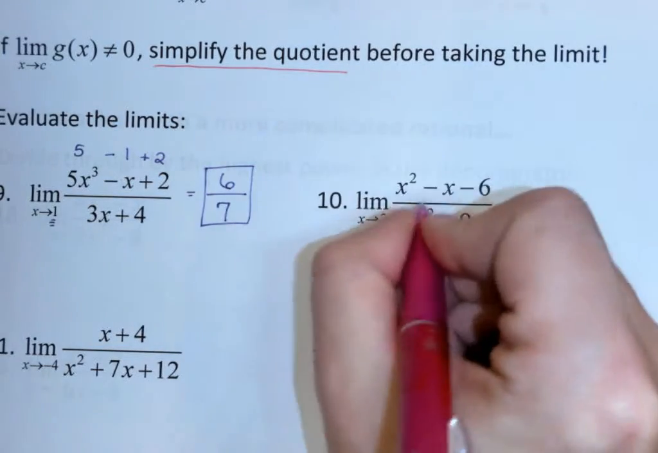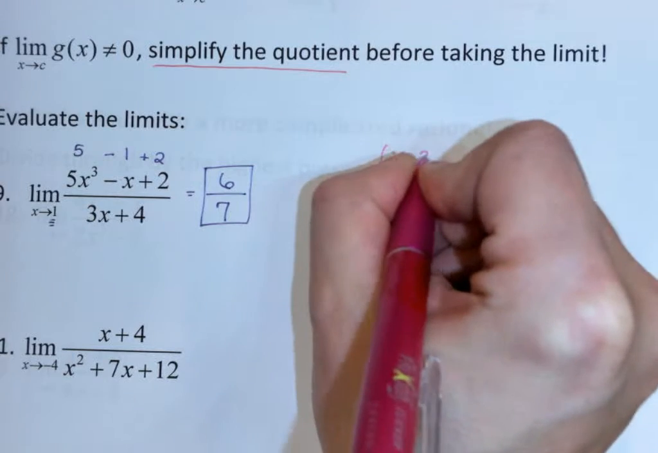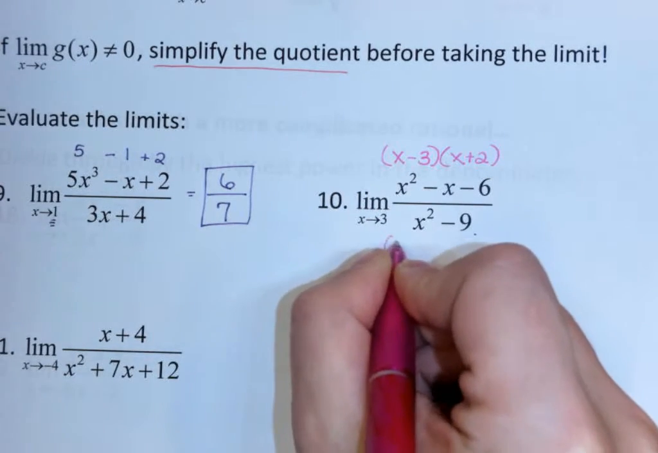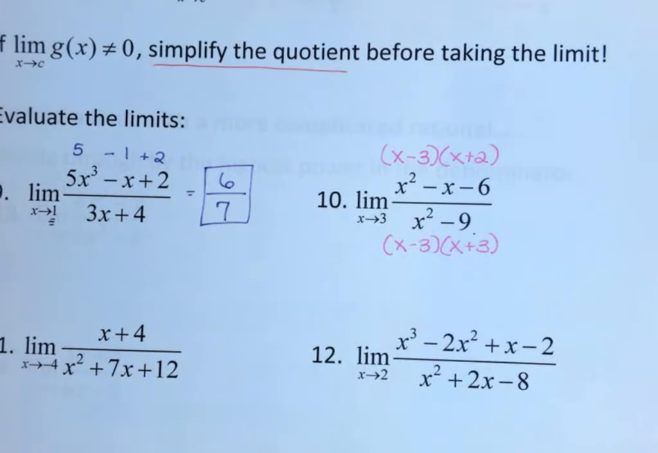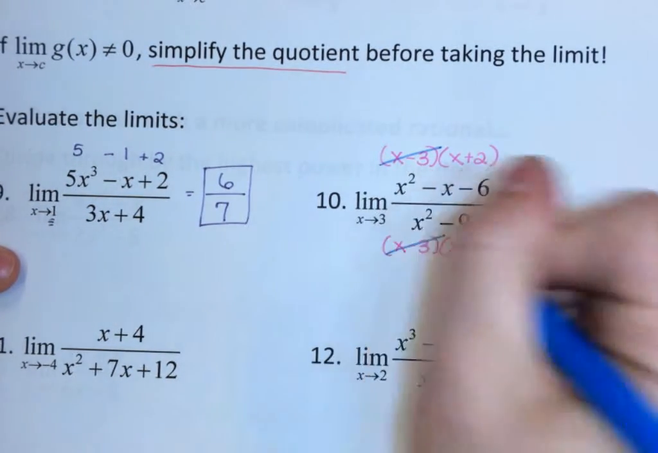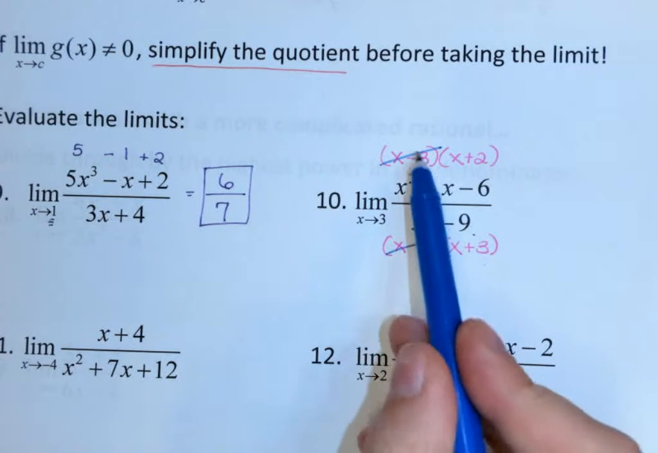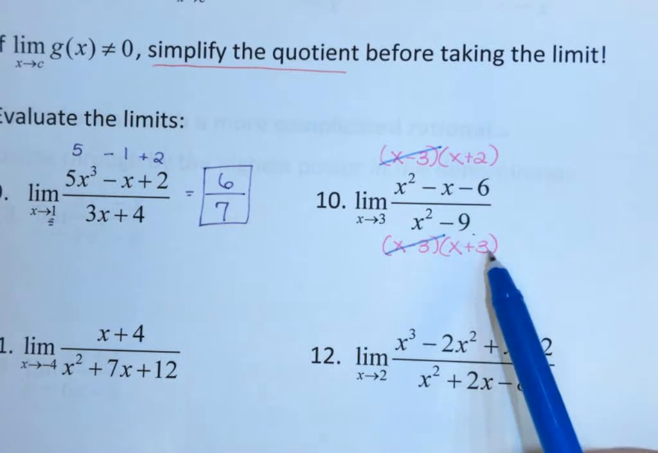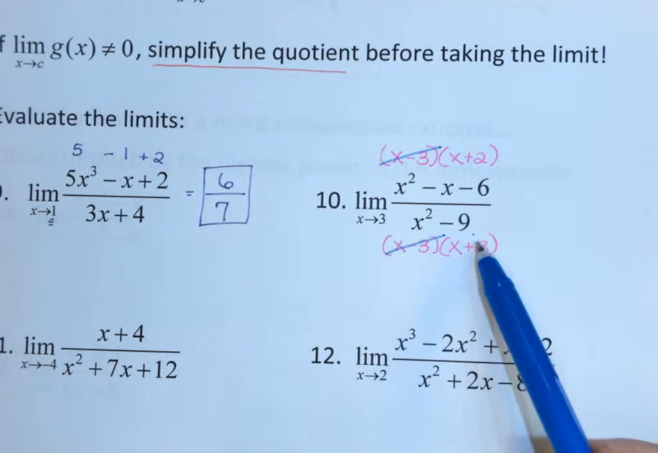So I need to factor. What is the top factor to be? X minus 3, x plus 2. What is the denominator? X minus 3, x plus 3. So what happens here is I am going to just simplify. And if I were to look at my graph, what would happen here? A hole. That's going to be a hole. What's going to happen with this piece? That would be an asymptote.